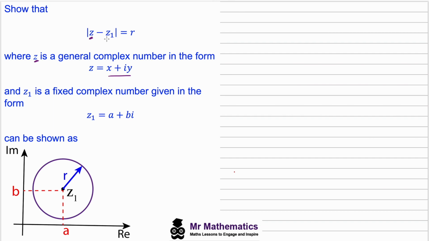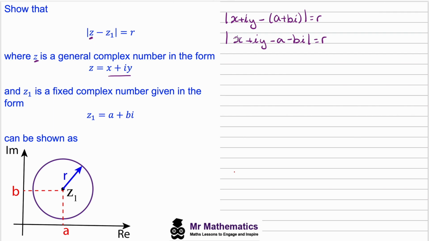this equation. So if we begin by replacing z with the x plus iy, we've got the magnitude of z, so x plus iy, minus z1, and z1 is a plus bi, so a plus bi, and this will equal to r. The first thing we'll do is we'll expand out this negative. So we've got a magnitude of x plus iy minus a minus bi. And this will again equal r.